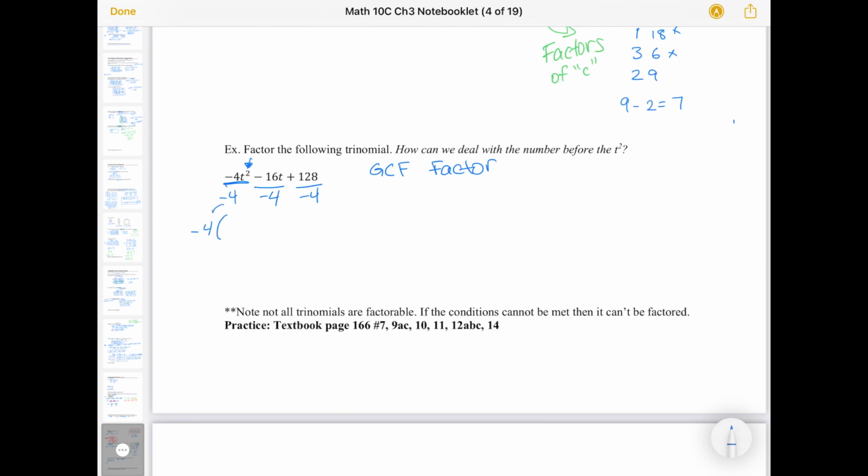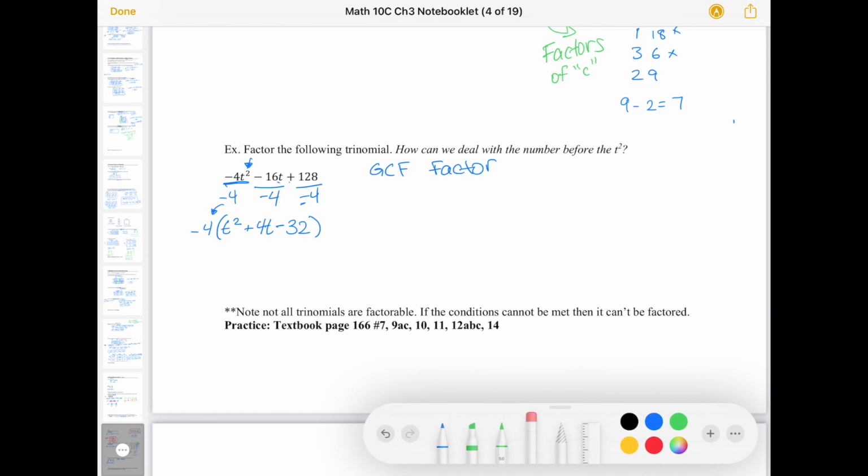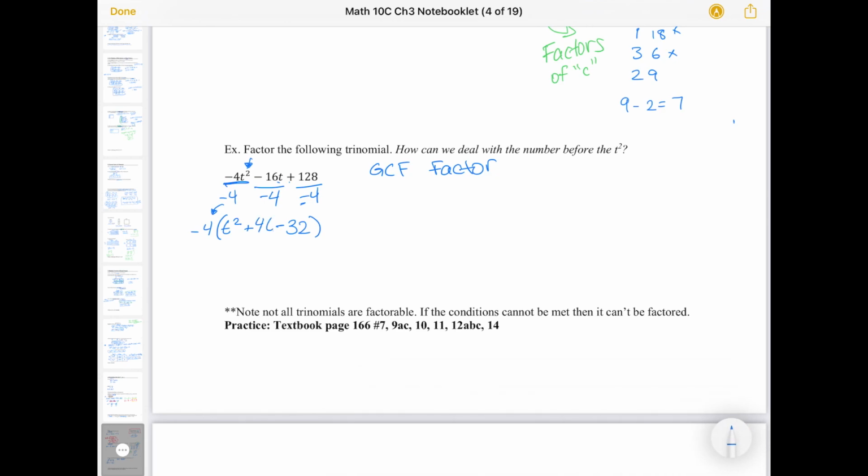Remember, I don't lose this negative 4 when I factor. It just gets dropped over there. So negative 4 divided by negative 4 is just 1. So I'm left with my t squared. Negative 16 divided by negative 4, that'll be positive 4, and my t along for the ride. And 128 divided by negative 4 is negative 32. All right, so I have now gotten rid of my negative 4 out there. Just going to make that a bit neater. Perfect.